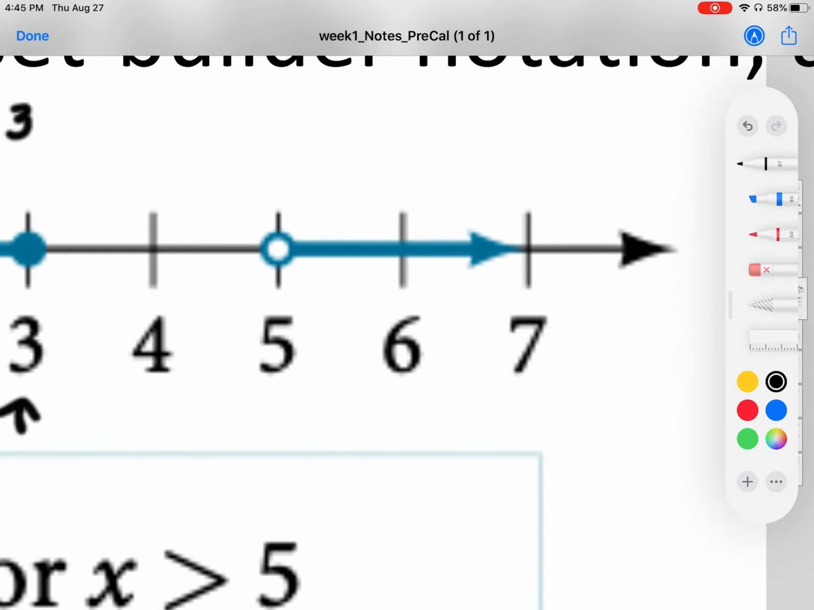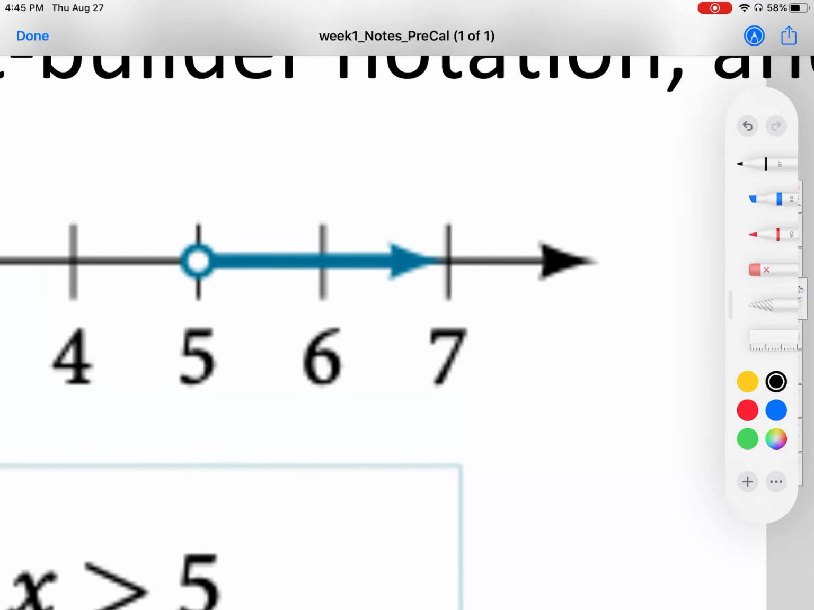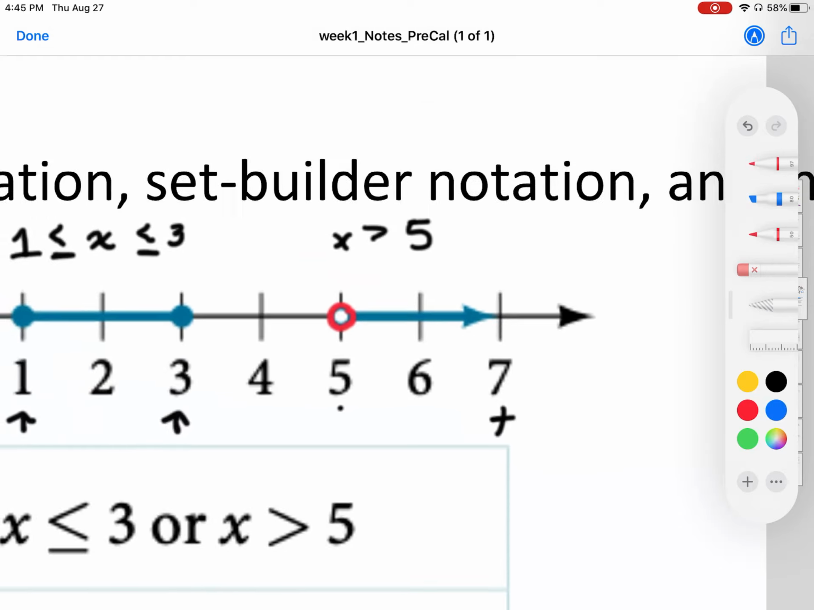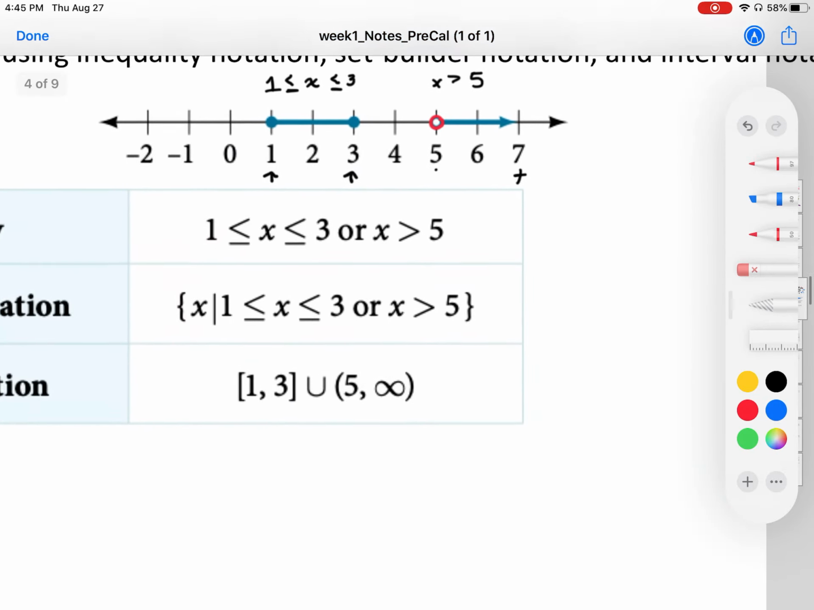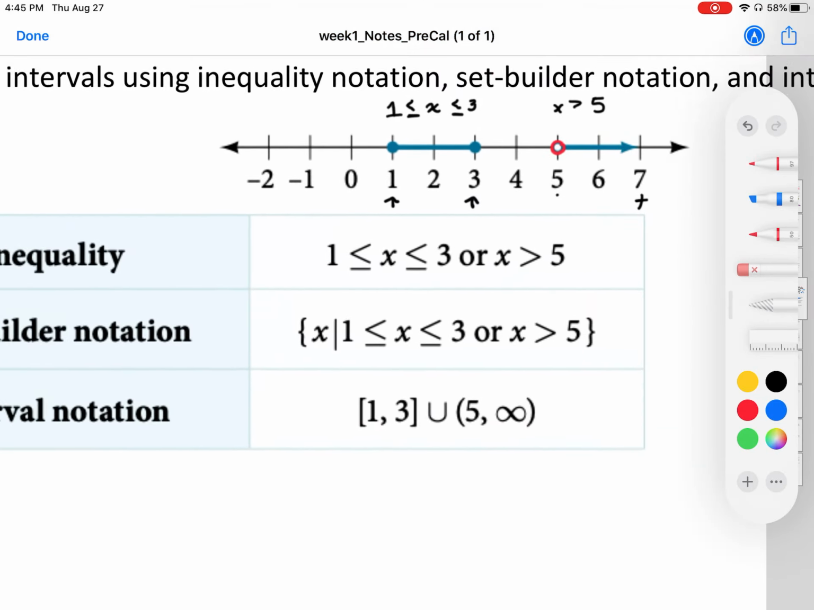And in our number line, we also have this other graph. So this is saying that x, we start with 5, and then it goes on forever to the positive side. So x is greater than 5, not equal to. Do you see how this is an open circle? This means that it's strictly greater than, no equal to. Okay, now we have our two inequalities for our statements in the number line.